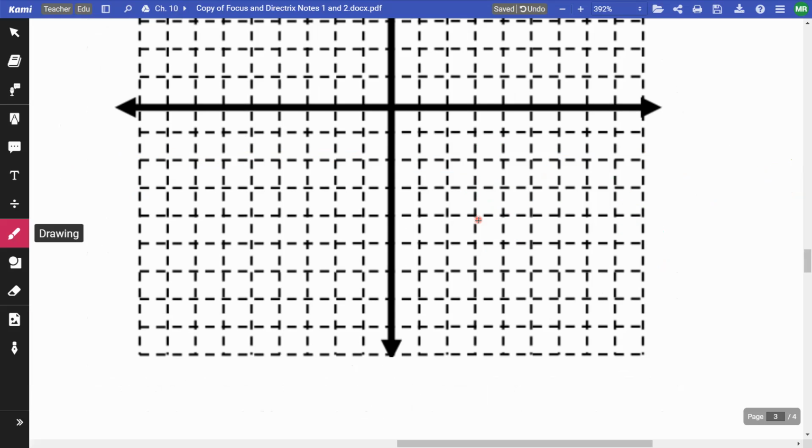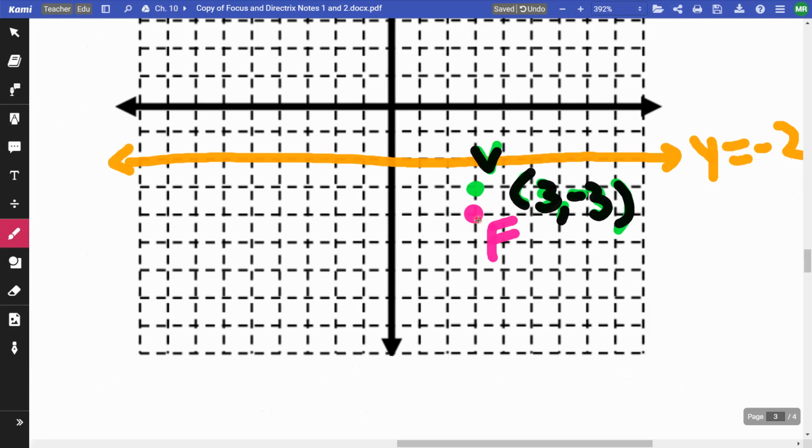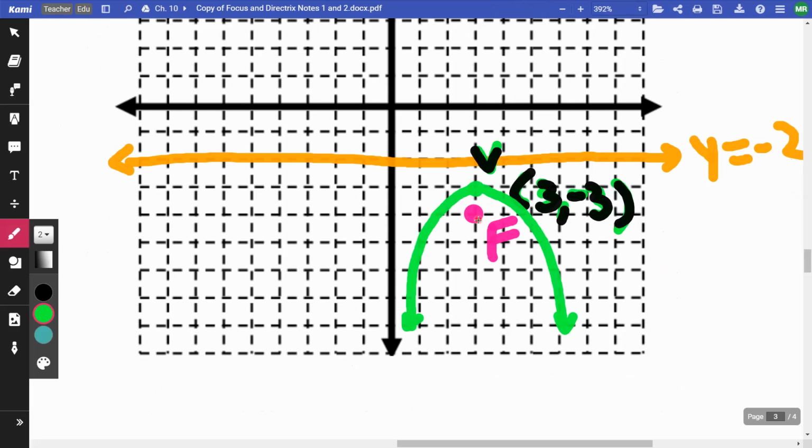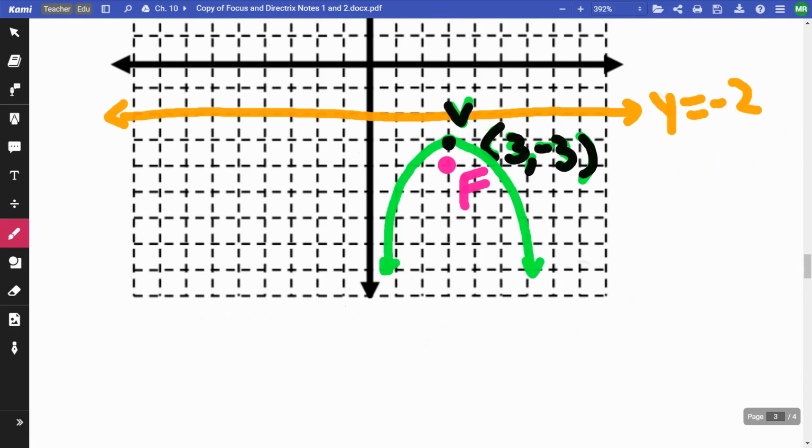Now, if I know that that's my vertex, and I need to know what direction this parabola is going, remember your parabola always opens towards your focus. So I know it's going to open this direction. And let me just put black here so we see that's that point. It has to always open towards your focus. So I know it's going to open down. Okay, I know it's going to open down. So that's just a sketch.